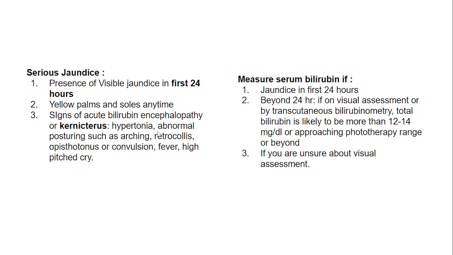When to say it is a serious jaundice? When there is presence of visible jaundice in the first 24 hours, or the palms and the soles have turned yellow, or there are signs of kernicterus. Now you should remember the signs of kernicterus. Kernicterus is when the serum bilirubin levels have started affecting the brain. So there may be hypertonia, abnormal posturing such as arching, retrocollis, opisthotonus, convulsion, fever, high pitched cry.